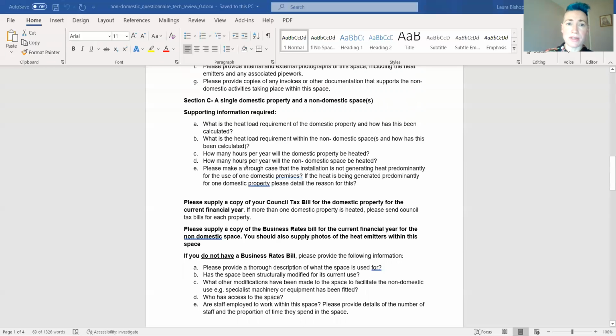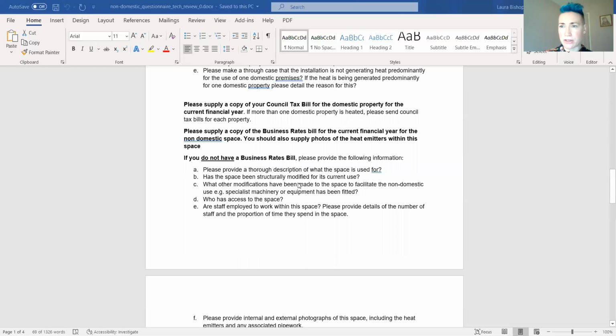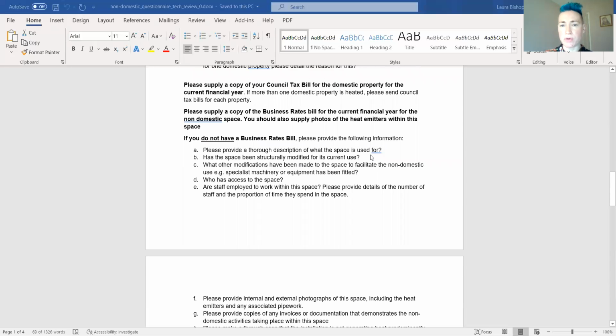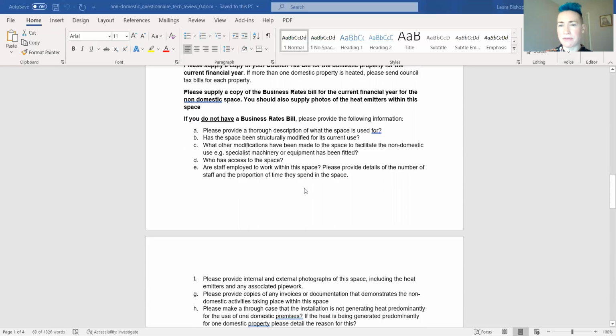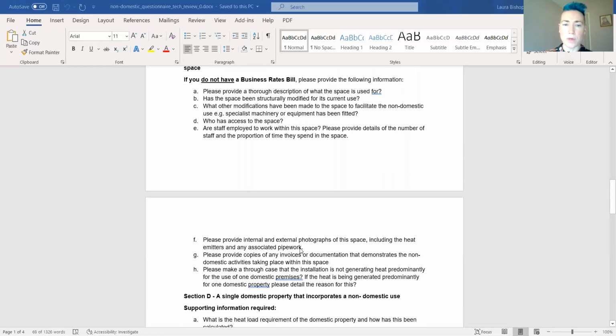The second bit of section C is the same as section B, which is photographs, description of what space is for, staff, and copies of any invoices or documentation that demonstrates non-domestic activities taking place within this space. So this document can be found on the Ofgem non-domestic RHI website, but of course we are happy to provide help and support with this, and we do fill them in on a regular basis for people. They've become more needed this year because of COVID.